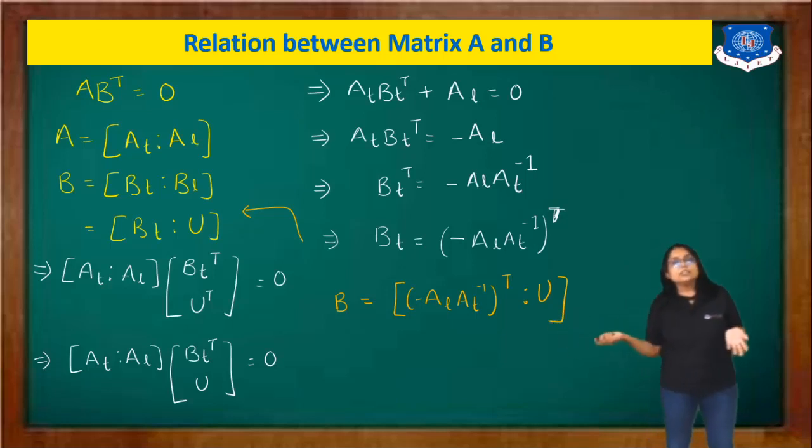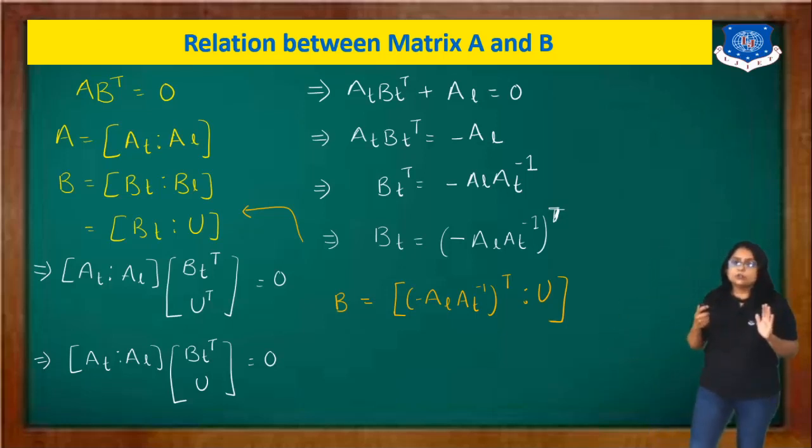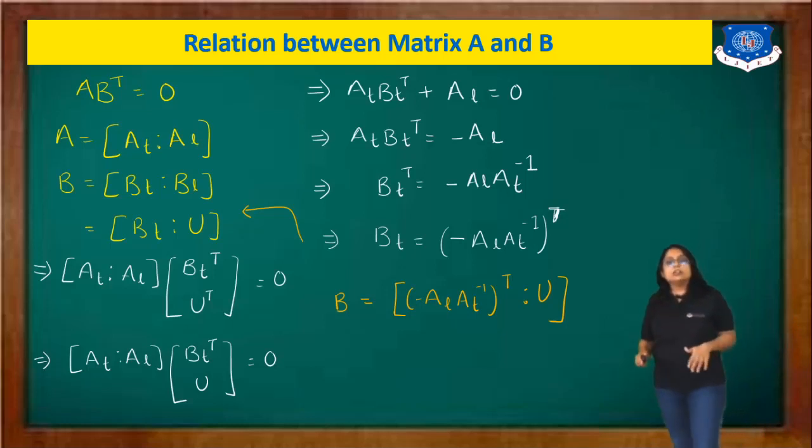Similarly, you can find the relation between matrix A and Q, and B and Q, using the orthogonal relation. Okay, so this is all about network topology.